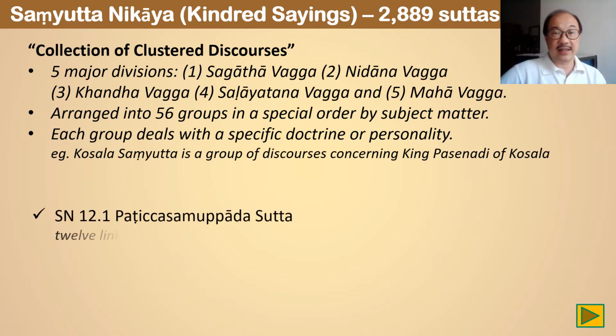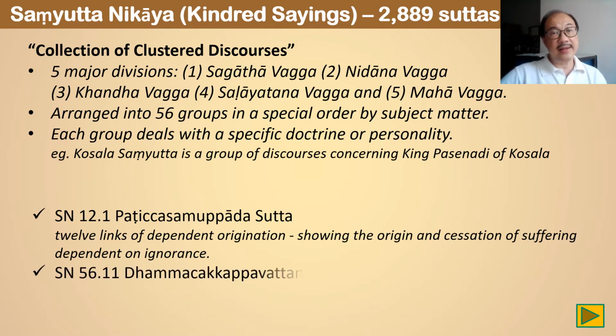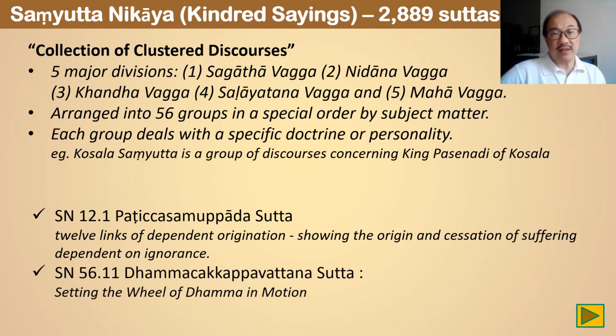Here, the selected suttas for you are the Paticcasamuppada Samyutta, Samyutta Nikaya 12.1, which deals with the 12 links of dependent origination, showing the origin and the cessation of suffering depending on ignorance. And the Dhammacakkappavattana Sutta, the first discourse he teaches to the 5 monks.